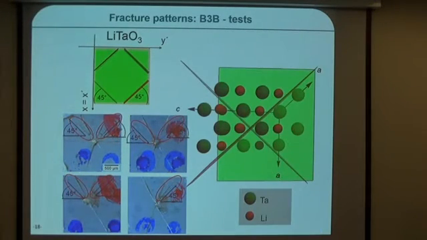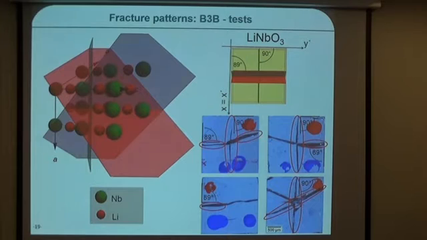If we look into the crystal structure, we can see that these cleavage planes in the rotated samples are somewhere between layers of lithium and tantalum atoms. Unfortunately, the oxygen atoms are not in this picture. This is for lithium niobate. We can see nicely that the most critical cleavage plane is again between niobium and lithium atoms.